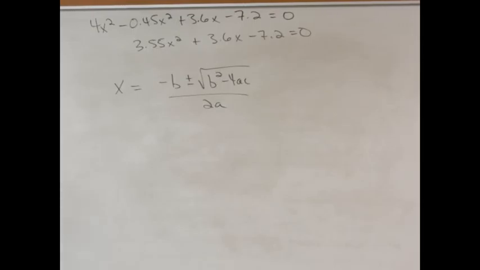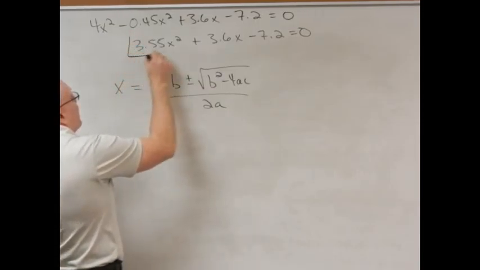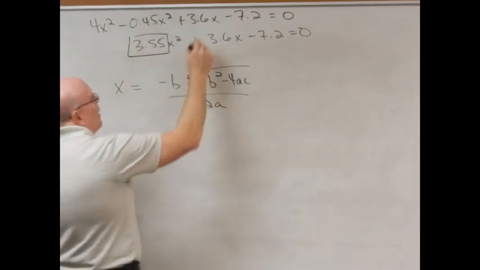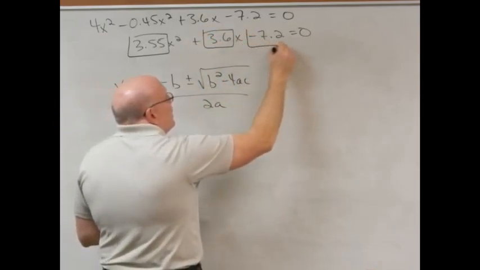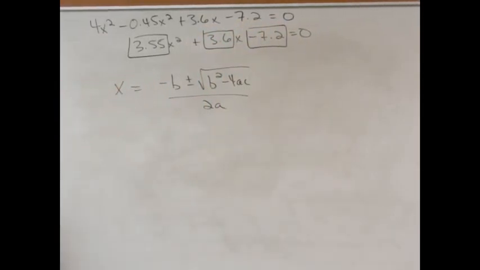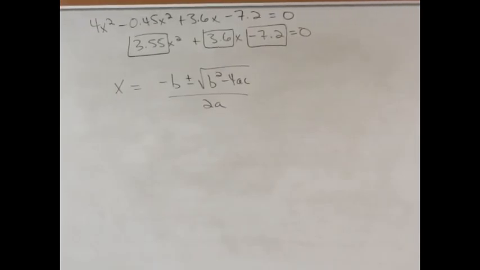Be careful when you've gotten this far with your terms. I usually write underneath: this is what a is worth, this is what b is worth. Be careful when you get to c. c is minus 7.2. Forgetting the minus there blows the whole thing up when you try that, because it will throw off what's underneath the radical sign.